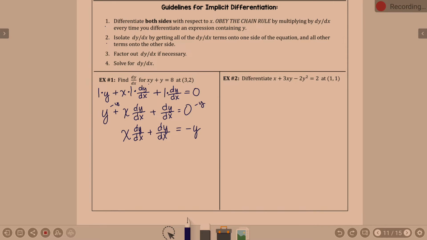That's step 2. Step 3: factor out dy/dx if necessary. Honestly, you can combine steps 2 and 3 once you get better at it. Both terms have a dy/dx, so I can factor out dy/dx as a GCF. What's left in parentheses? x plus an invisible 1, equals negative y.